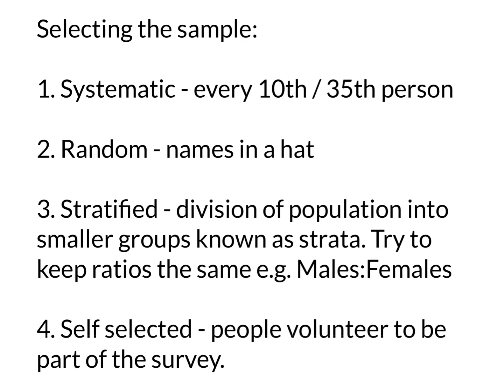And then they're stratified. This is the more difficult of the three to understand. That's when your population is divided into smaller groups known as strata, hence the word stratified, and the ratios are tried to keep the same. So if there's twice as many males in a population as females, then if I do a sample, I want to have twice as many males compared to females in that sample to try and keep a true representation of what the population is.